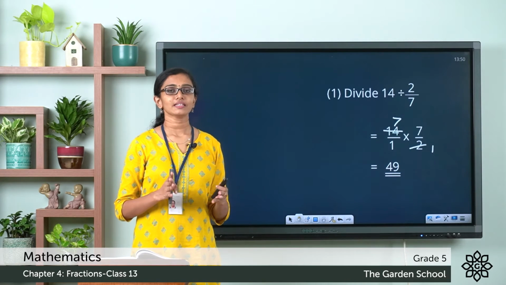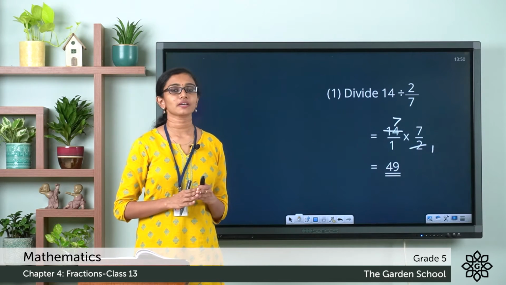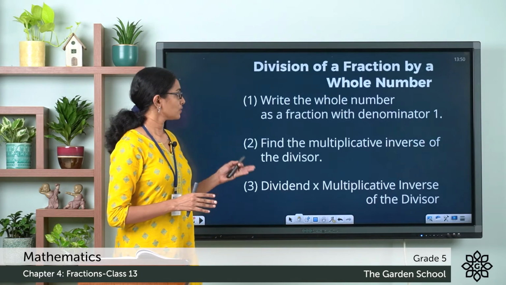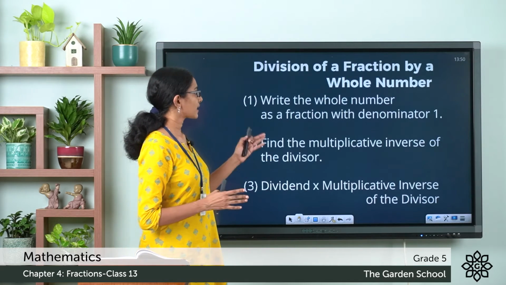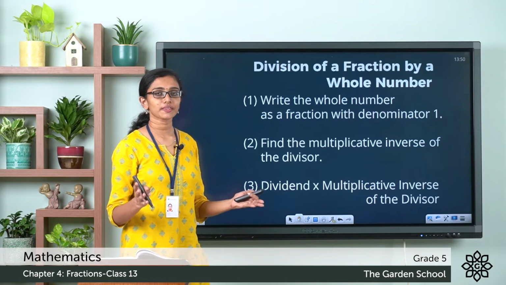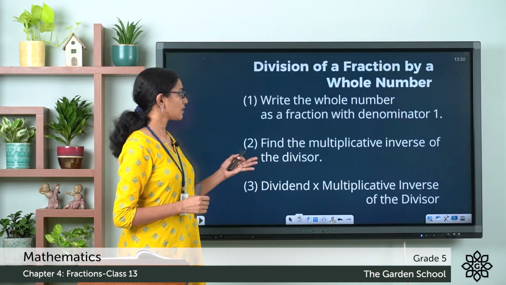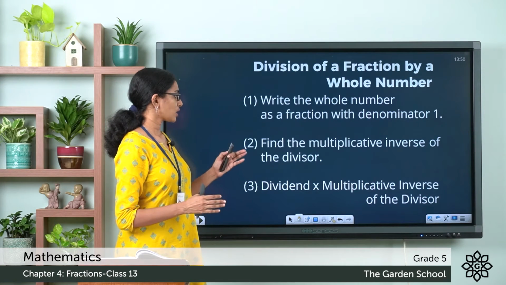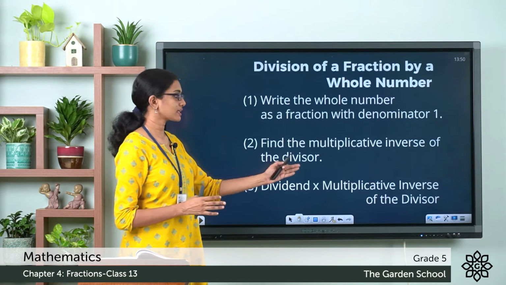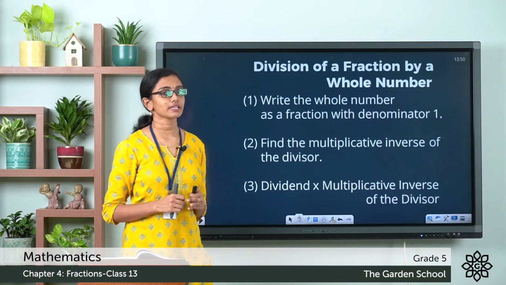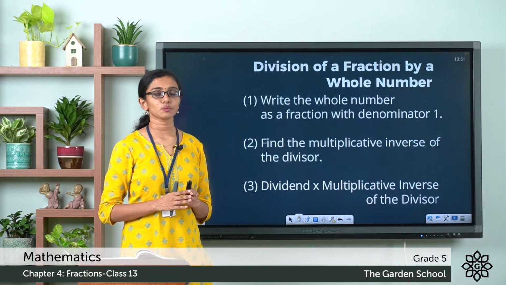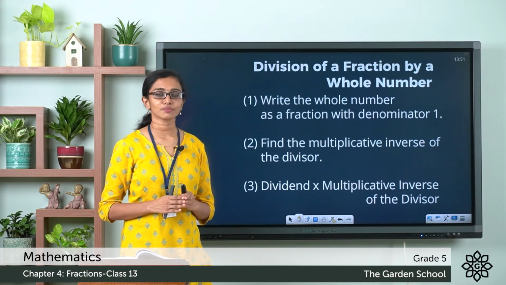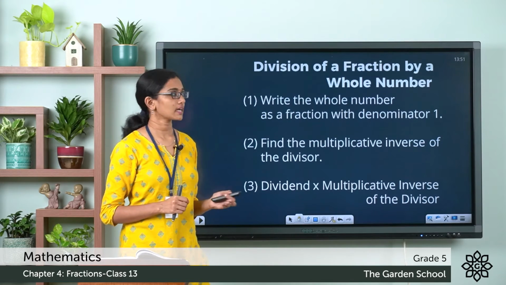So now let's see the steps involved in the division process once again. The first step is to write the whole number as a fraction with denominator 1. Then you have to find the multiplicative inverse of the divisor. Then you have to multiply the dividend by the multiplicative inverse of the divisor. So these are the steps to be followed. I hope the steps are clear to you. We'll see one more example.